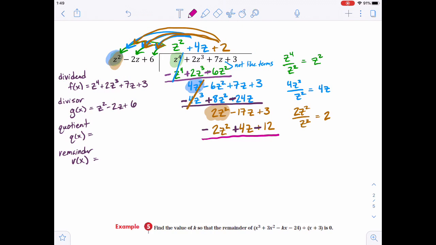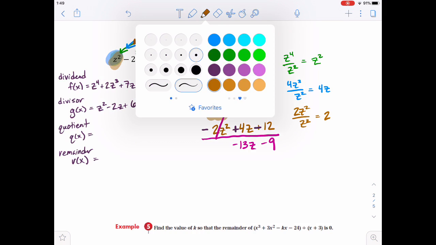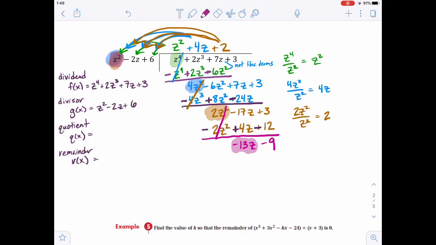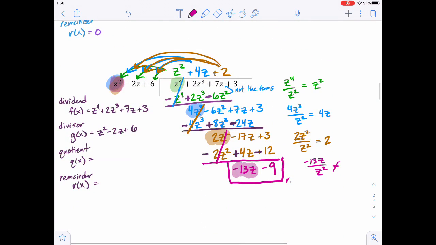Combine like terms. 2z squared and negative 2z squared cancel. First term should always cancel. Negative 17z plus 4z is negative 13z. Then we have 3 minus 12, which is negative 9. Okay, first terms: negative 13z, z squared. We can't do anything with that. So that means this is our remainder. Our remainder is negative 13z minus 9.